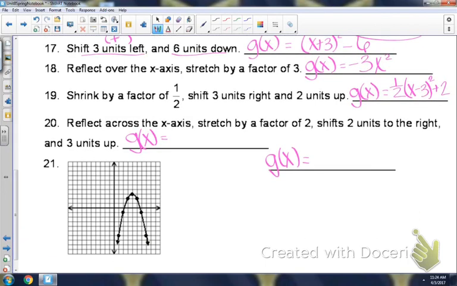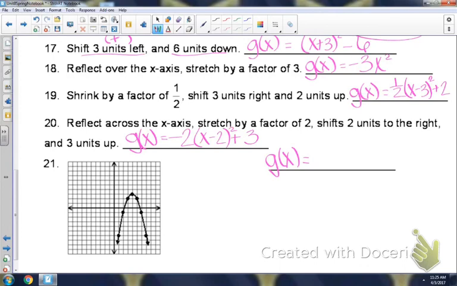Number 20, we're reflecting across the x-axis, so negative, stretch by a factor of 2, so that's your coefficient. Shifts 2 units to the right, so in parentheses you're going to have x minus 2. And then don't forget the squared. And then up 3 would be plus 3 on the outside of the parentheses.